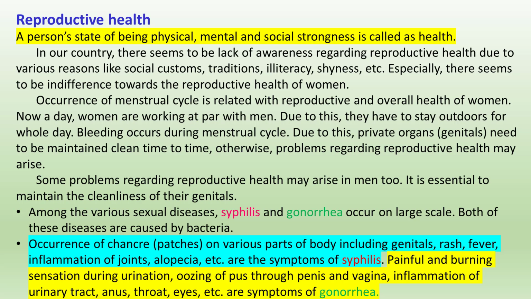Among the various sexual diseases, syphilis and gonorrhea occur on a large scale. Both of these diseases are caused by bacteria. Occurrence of patches on various parts of the body including genitals, rashes, fever, inflammation of joints, alopecia, etc. are the symptoms of syphilis. Alopecia means the partial or complete absence of hair from areas of the body. Painful and burning sensation during urination, oozing of pus through the penis or vagina, inflammation of the urinary tract, anus, throat, eyes, etc. are the symptoms of the disease gonorrhea.